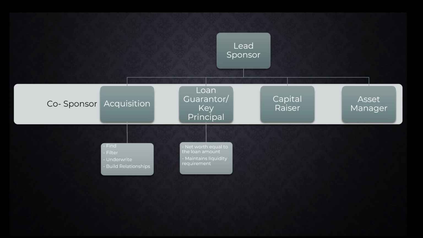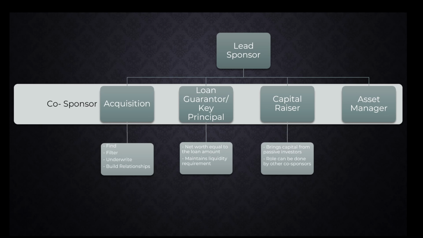Next is the capital raiser. As the name implies, the capital raiser is responsible for bringing the remaining capital necessary to close on the deal. For the passive investor, the capital raiser is arguably the most important member of the team. And here's why. A good capital raiser will vet the deal and the sponsor before committing his or her investors' capital. As a passive investor, you don't have to personally meet the GP team, but you do have to know, like, and trust your capital raiser. By the way, any member of the GP team can raise capital.